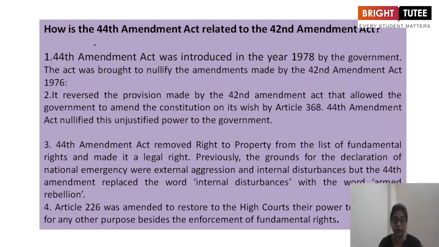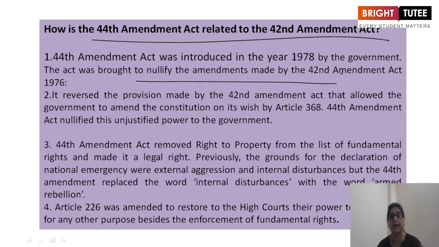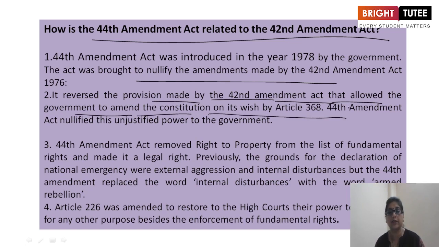Now, how is the 44th Amendment Act related to the 42nd Amendment Act? The 44th Amendment Act was introduced in the year 1978 by the government, and the act was brought to nullify the amendments made by the 42nd Amendment Act 1976, and it reversed the provision made by the 42nd Amendment Act that allowed the government to amend the constitution on its wish by Article 368. The 44th Amendment nullified this unjustified power of the government.